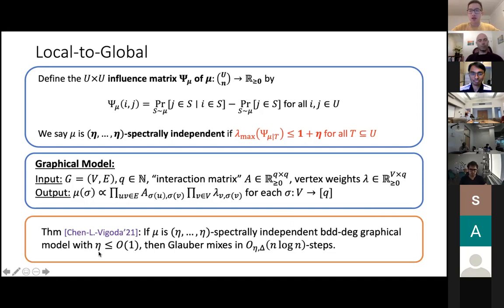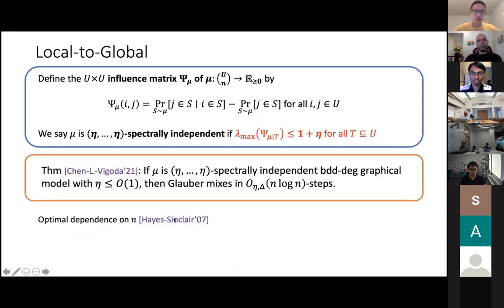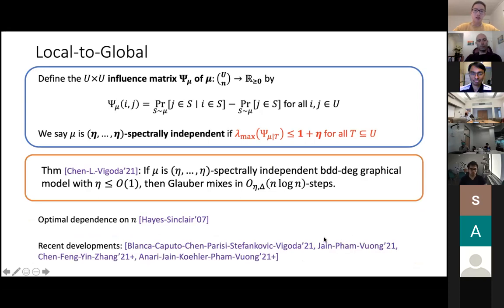And so the second local-to-global theorem says the following: if I have spectral independence where this eta parameter is bounded by a constant independent of n, then this global dynamics, or just the simple random Markov chain, mixes in actually n log n steps, with a constant depending on this parameter eta and the maximum degree of the graph. So this theorem only applies to bounded degree graphical models. But notably, it has the optimal dependence on n. There also have been a lot of recent developments improving or proving extensions of this result in many settings. I'm not going to go into detail there.